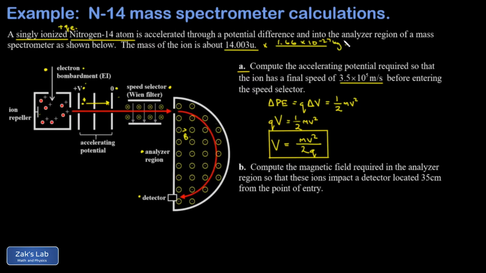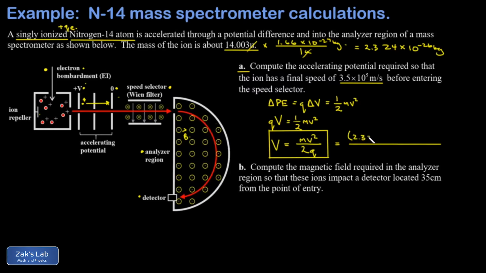There are 1.66 times 10 to the negative 27 kilograms in an atomic mass unit. And when I run the numbers on this, I get a mass of 2.324 times 10 to the negative 26 kilograms. So we're ready to plug in our numbers.